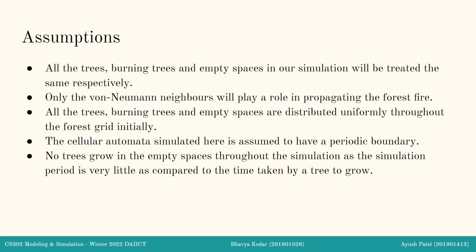All the trees, burning trees, and empty spaces are distributed uniformly throughout the forest. We have used a random function, and by using the probability, we have created the grid very randomly, which distributes these classes uniformly. And the cellular automata is assumed to have a periodic boundary.